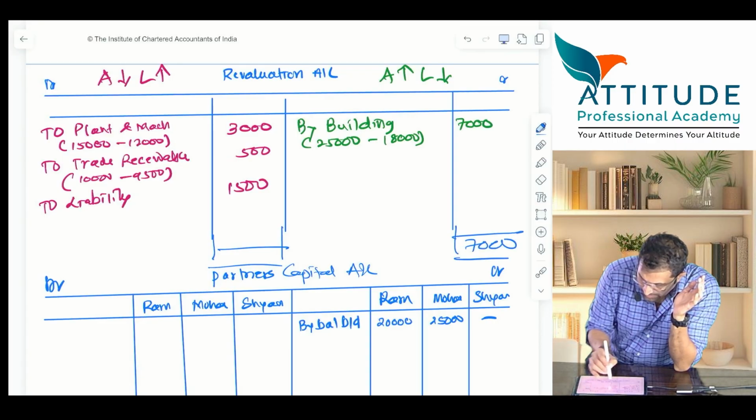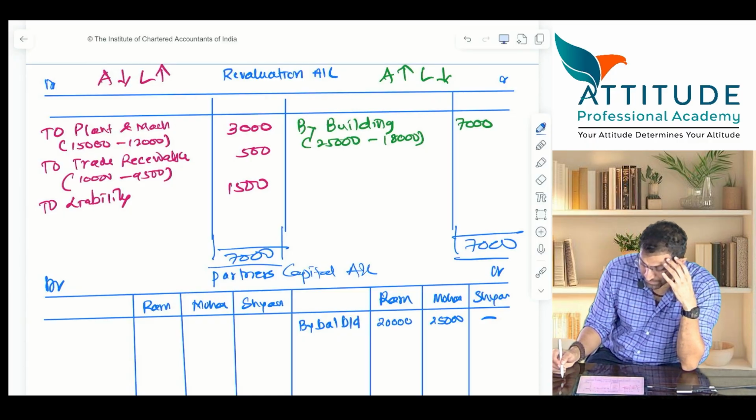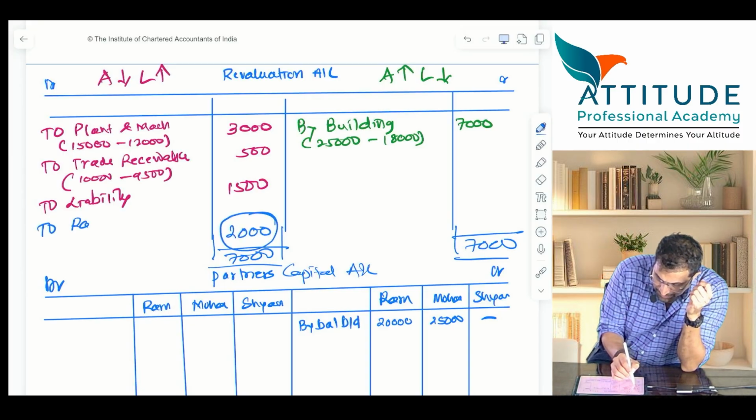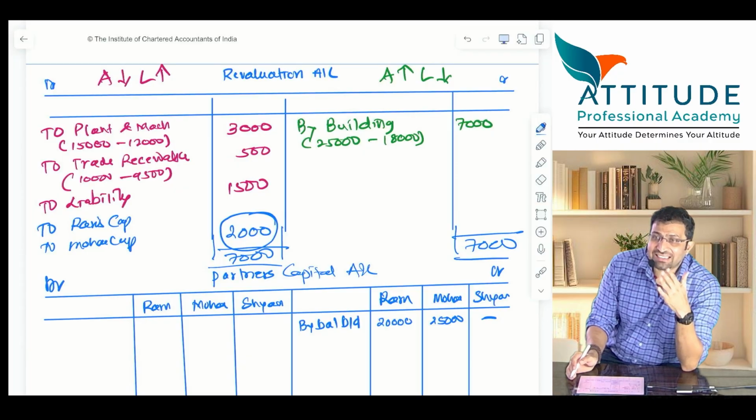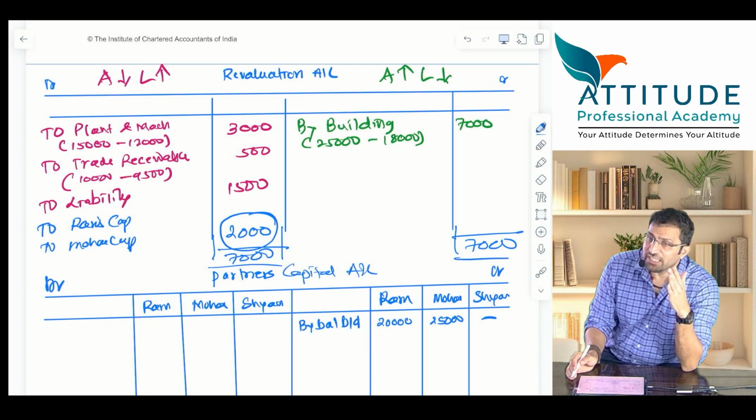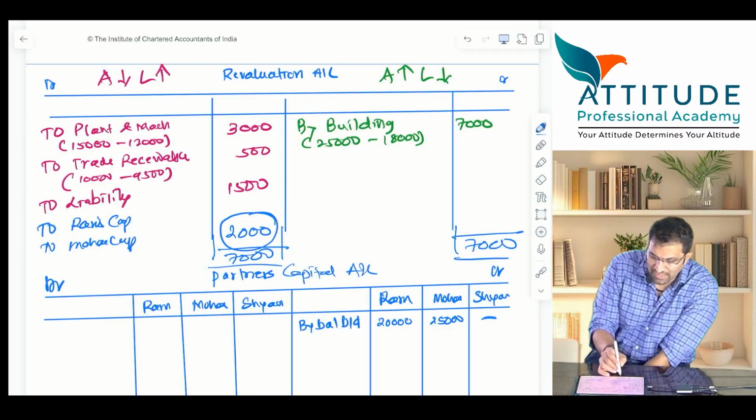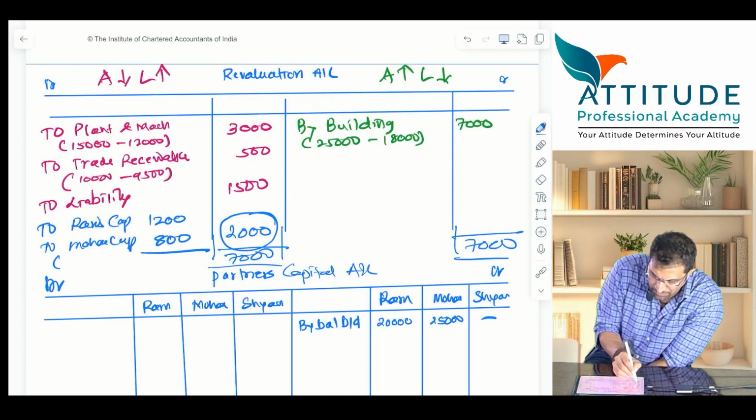7,000. टेल मी कितना है प्रॉफिट? Now 2,000 is the profit. Now this 2,000 is shared among Ram's capital and Mohan's capital. बरोबर है? इन द रेशियो ऑफ, उनका ओल्ड रेशियो कितना था? 3:2. 3:2 में डिस्ट्रीब्यूट करो 2,000 को, 1,200 एंड 800 इन द रेशियो ऑफ 3:2.